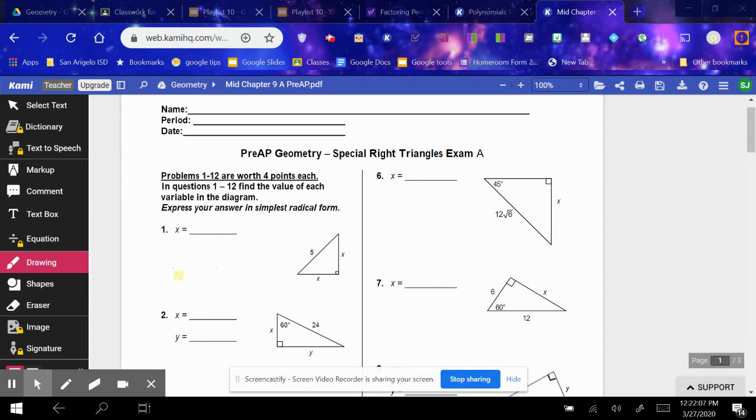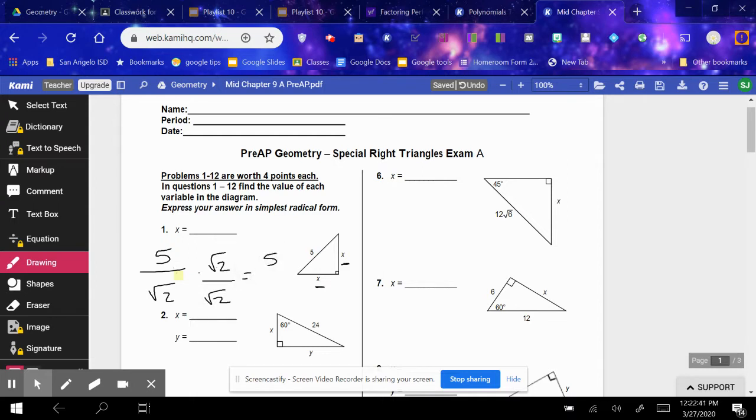Okay, so number 1, we see x and x here. So since those are the same side length, that means our angles are the same. So this is a 45, 45, 90 triangle, which means we need to take that hypotenuse and divide by the square root of 2, and then rationalize the denominator. So we're going to multiply by the square root of 2 over the square root of 2.